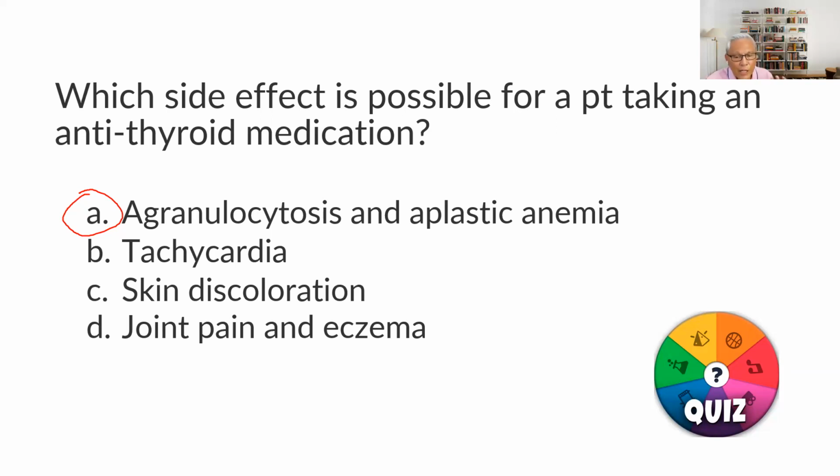All right, if you're giving an antithyroid medication, then it should cause bradycardia, not tachycardia. So letter B is totally incorrect. All right, so the correct answer here is letter A, granulocytosis and aplastic anemia. It depresses the bone marrow, and that is why patients who are on antithyroid medications have to have serial WBCs in order to monitor their WBCs and the development of anemia.